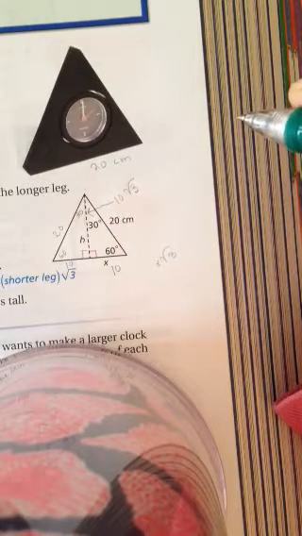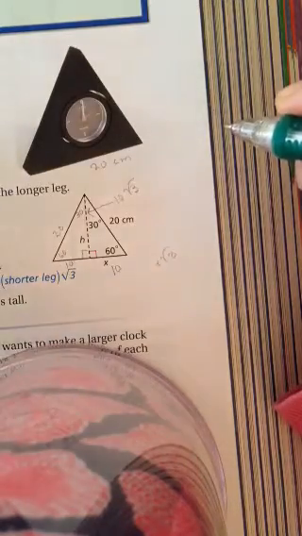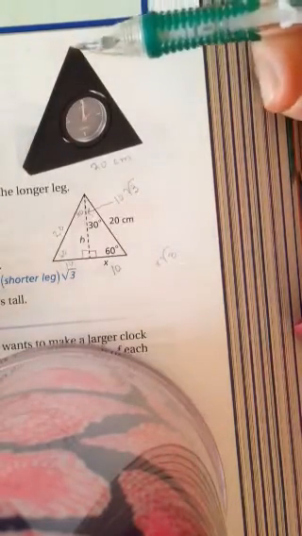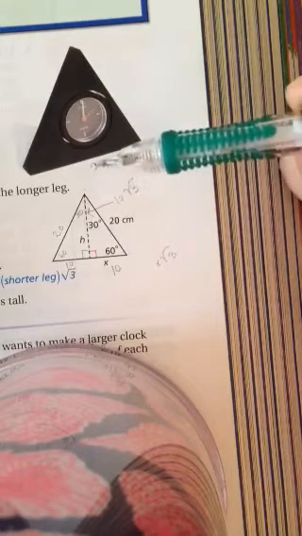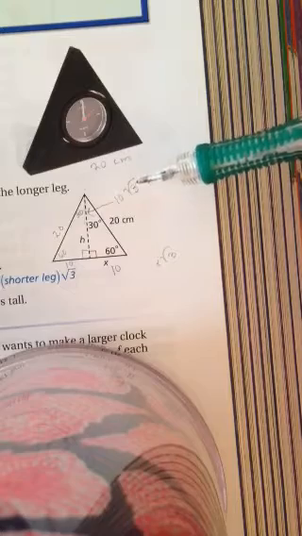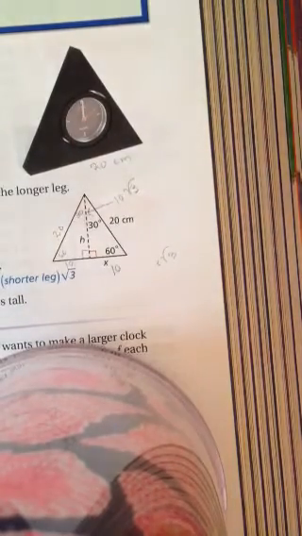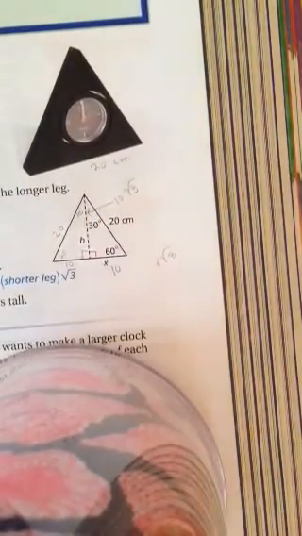And what they want us to be able to tell is, will this clock fit on a shelf that gives 18 centimeters of clearance? Well, our triangle height is 10 radical 3. We need to use a calculator to find out what 10 radical 3 really is. And I actually need to grab my calculator. Bear with me.